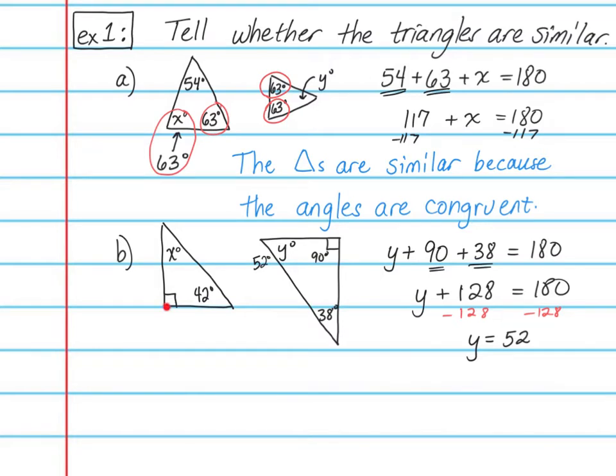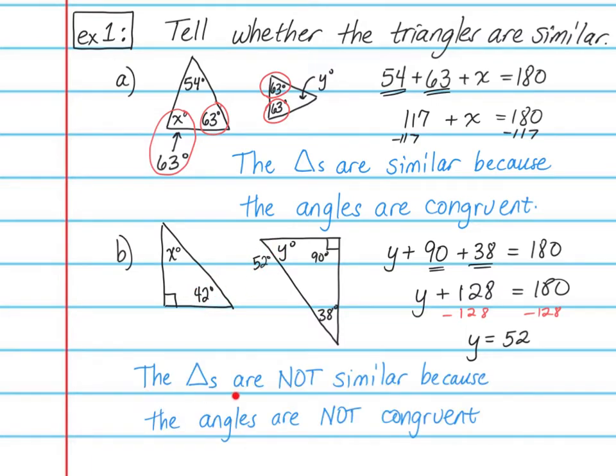So let's take a look. We have a 90 degree angle, and that's shared with this 90 degree angle. But 52 and 42 do not match. So that means my answer is the triangles are not similar this time because the angles are not congruent.